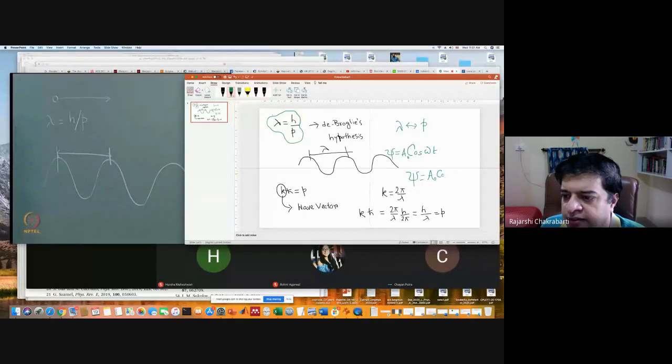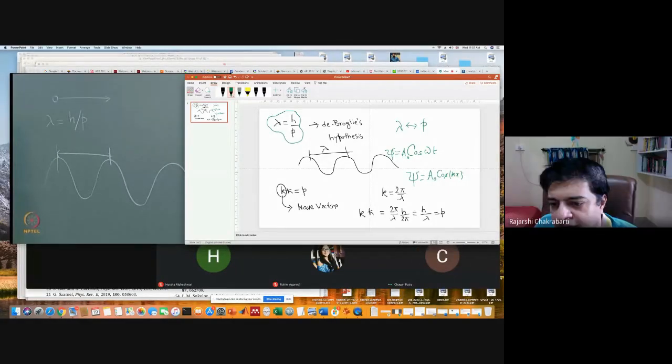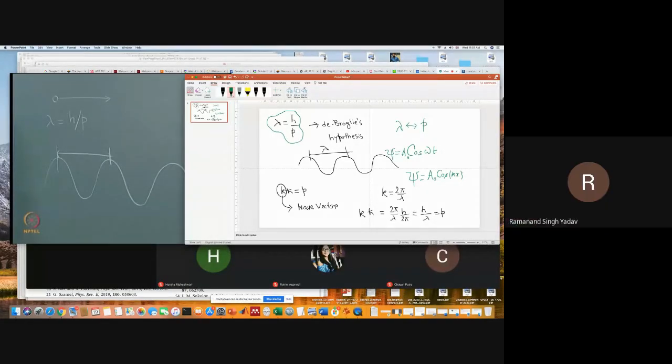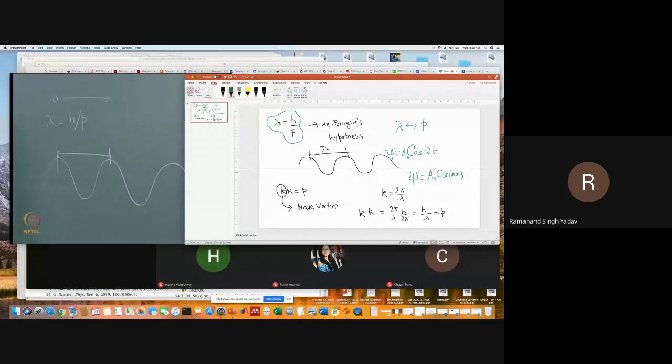And if I write this, it is fine. I don't want to write the time part. There is no time dependence. It does not change with time. This is okay. And now you know what is this k? 2 pi by lambda. Yes.